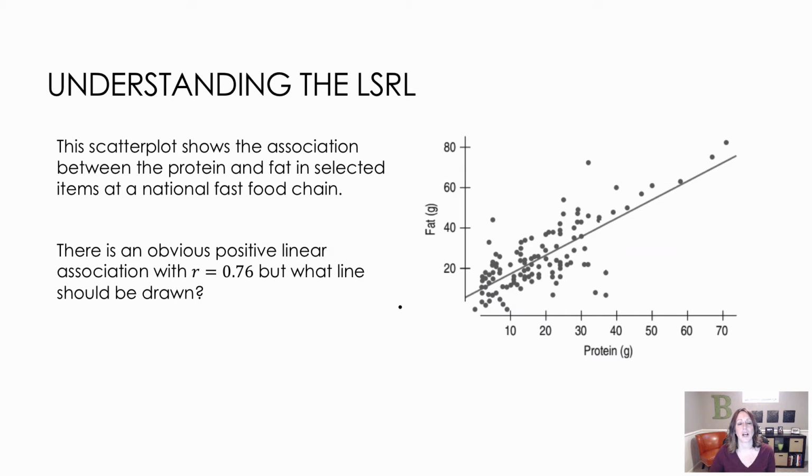Here we have a scatter plot. This shows the association between the protein and fat in some selected items from a national fast food chain. So we have this scatter plot, and this one already has a line on it, but if it didn't, or if I had to draw my own line, how would I know which line to draw? Well, this one obviously has a positive linear association. My R value is 0.76, but what line should be drawn in here?